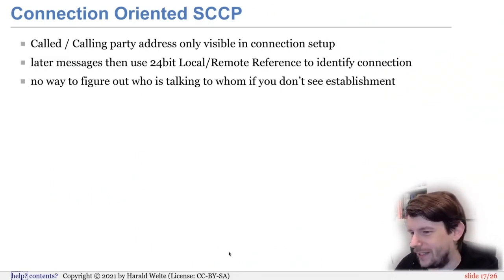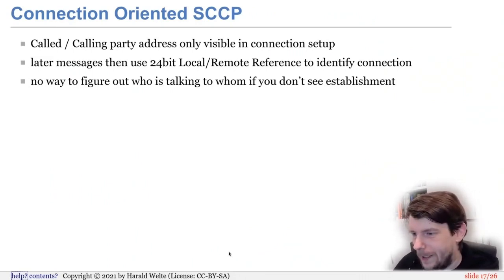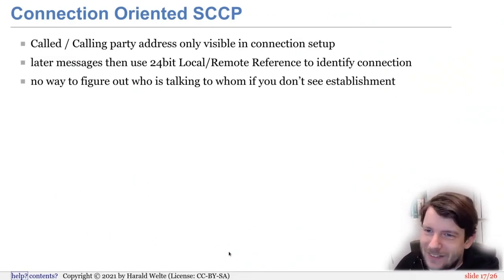So a lot of information is not present in the messages, which is generally something you see a lot in circuit switched networks or circuit switch technologies. Unlike in packet switch technologies, where typically you have all the address information in each packet, the source and the destination, so you always know where it's coming from and where it goes to. Built-in privacy if you miss the call setup during interception.